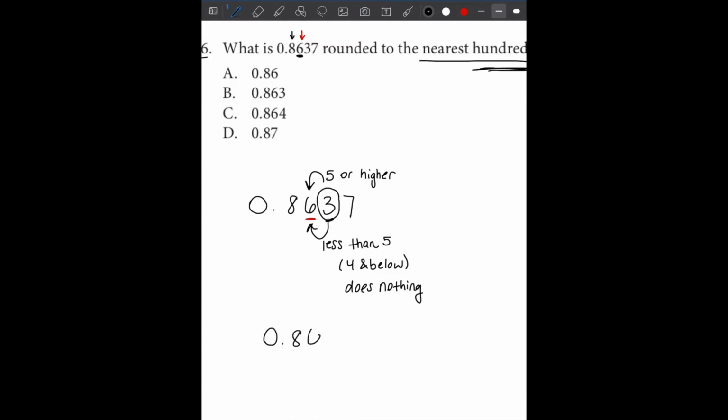So writing it one more time, we want to round this, but the 3 is not strong enough, so this would just be our answer. We have to round to the hundredths, so we'd stop right here. So this is our final answer, 0.86, which is option A.